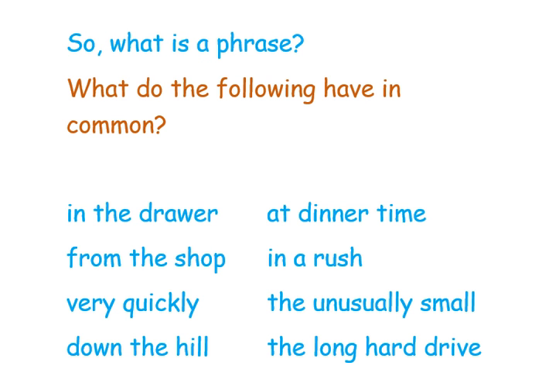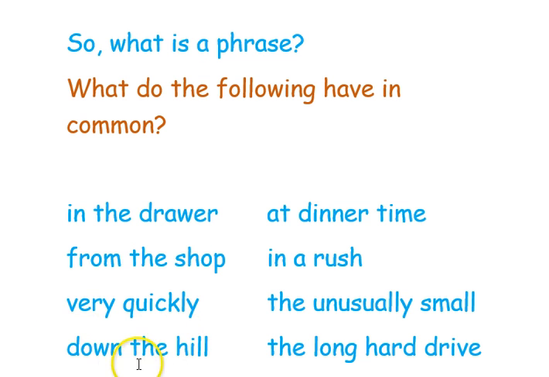What do you think the following have in common? In the drawer, at dinner time, from the shop, in a rush, very quickly, the unusually small, down the hill, the long hard drive. That's right, they are a group of related words without a subject or a verb. Now there are different types of phrases, but in order to make a sentence out of a phrase, you will need a subject and verb.